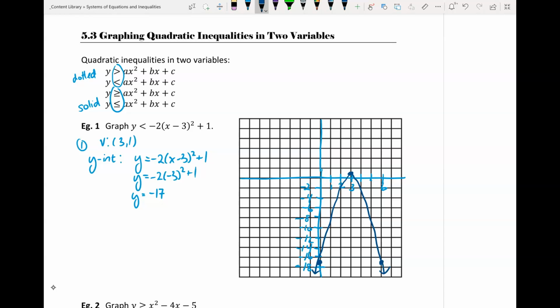Okay, so that's our parabola. Now take a note that we actually had a strictly smaller than sign, so I do need to change this up a bit and put in my dotted points instead. Okay, and then that would be our graph. Just like the inequality graph, we do need to find a test point so we can shade in the correct region.